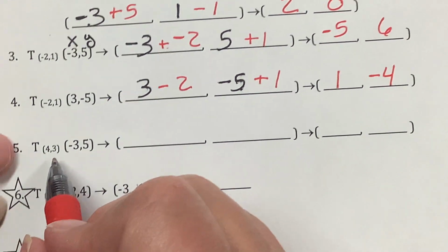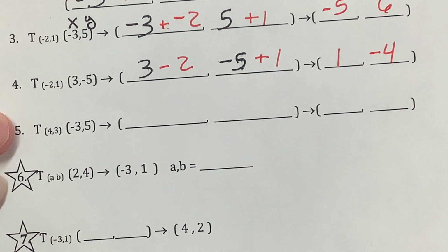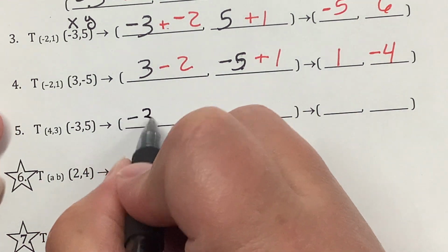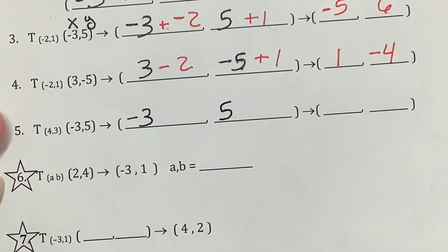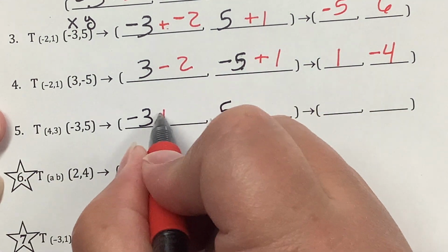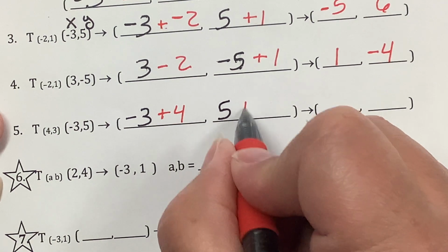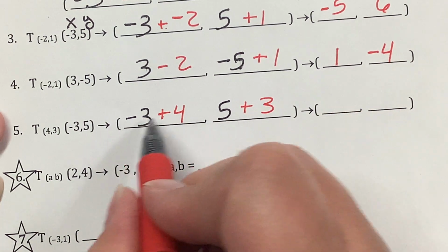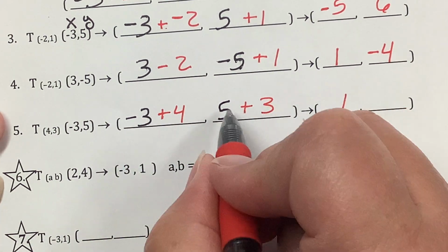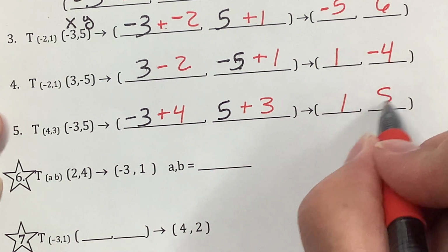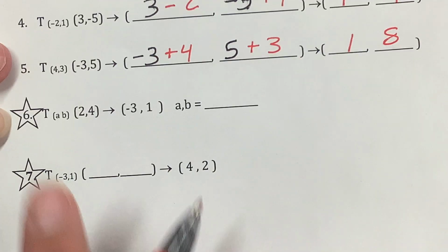Okay, this one. I'm starting with the point -3, 5. And to the -3, I'm going to add 4. To the 5, I'm going to add 3. -3 plus 4 is 1. 5 plus 3 is 8. Down here.